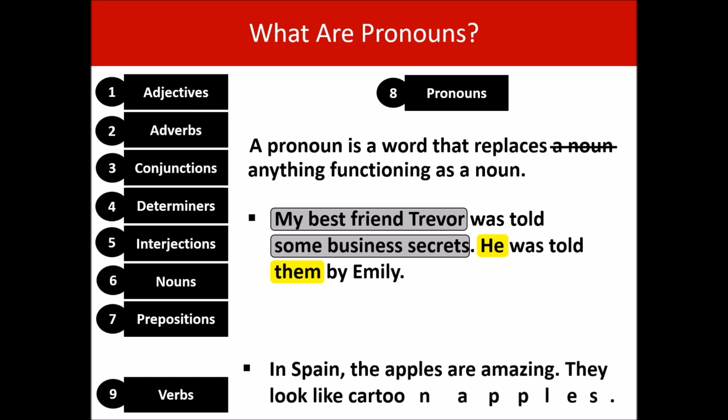Let's look at our other example. In Spain, the apples are amazing. They look like cartoon apples. So they is our pronoun, and it replaces the noun phrase the apples.